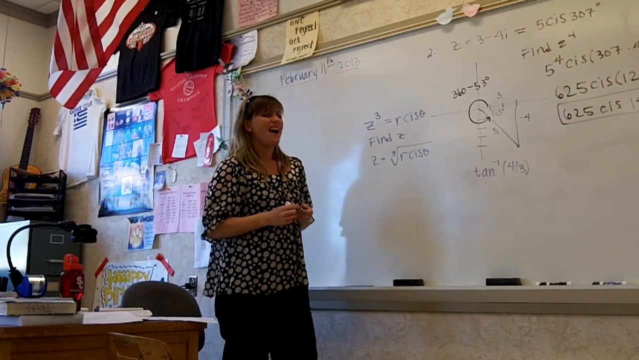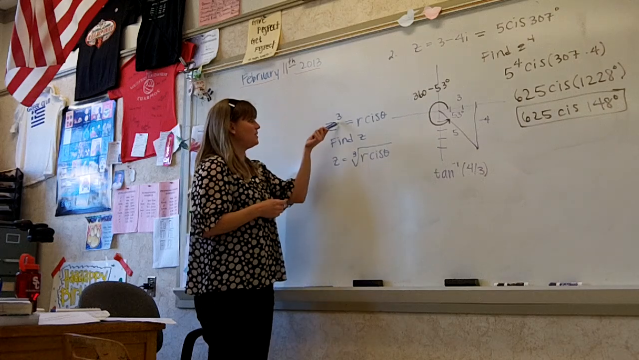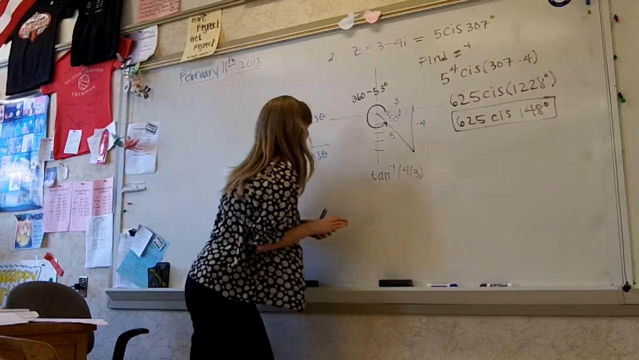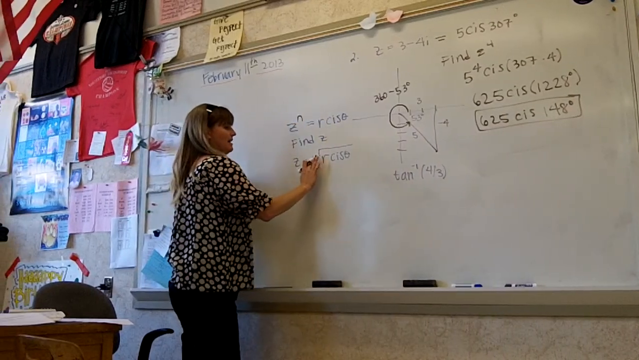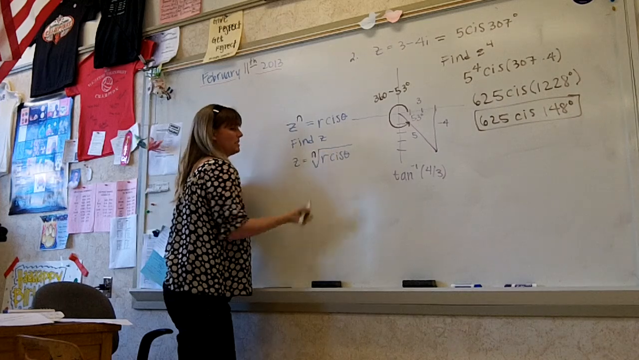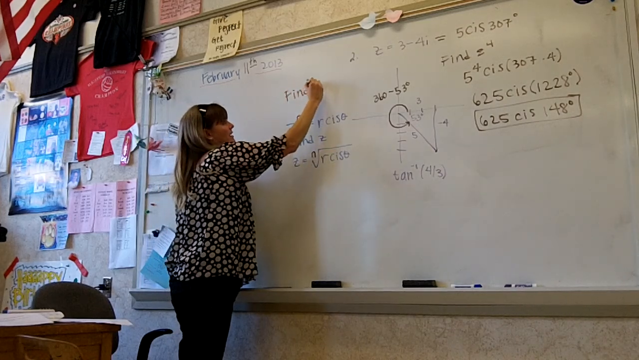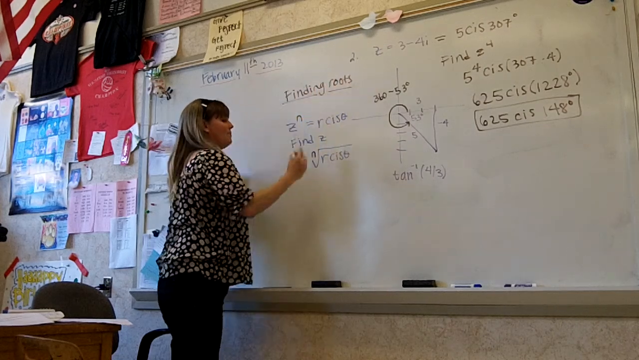Well, it's not really that complicated. Let's say that instead of doing z cubed, I don't even know what power I'm doing. Maybe I want to just make sure that it's going to be z to the n. And then I need to find the nth root. So if I'm working backwards, finding roots, it's exactly the same, but opposite.